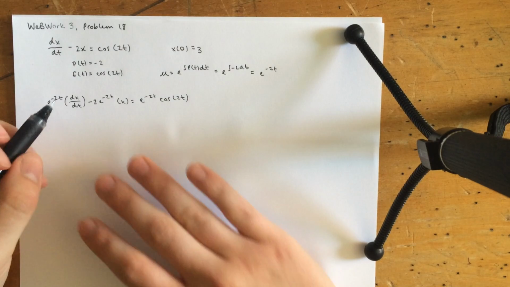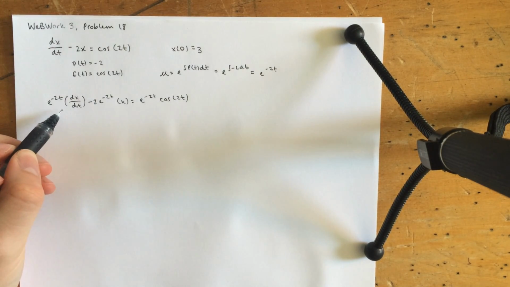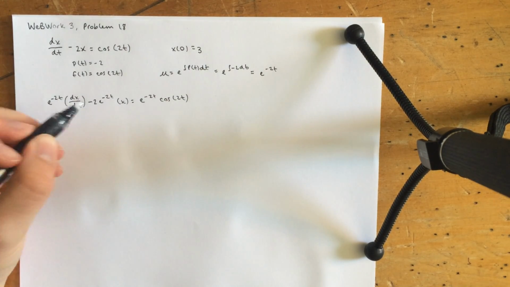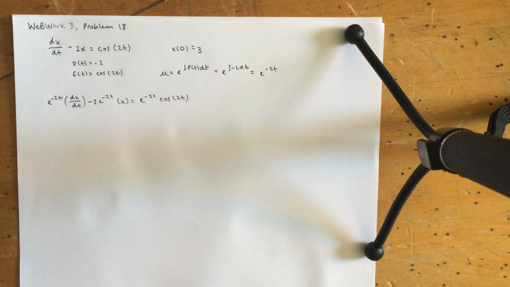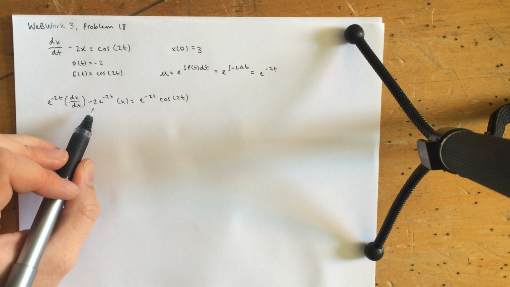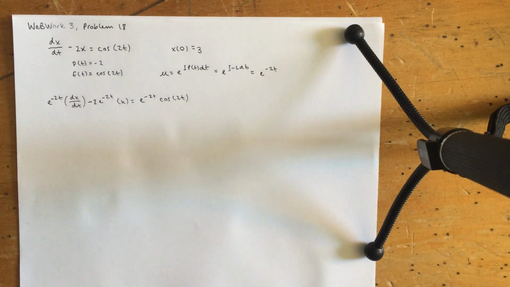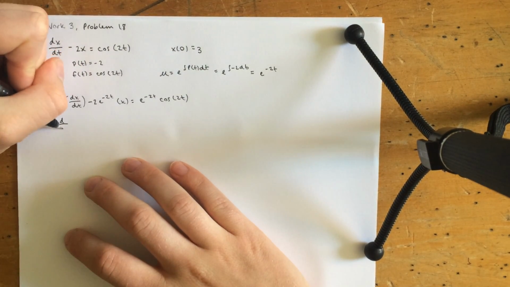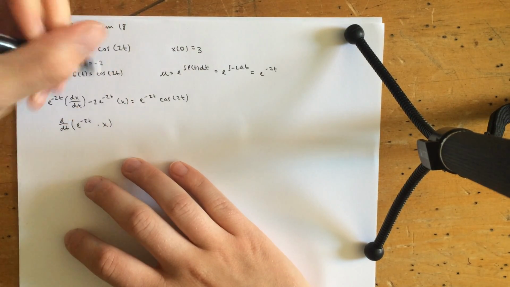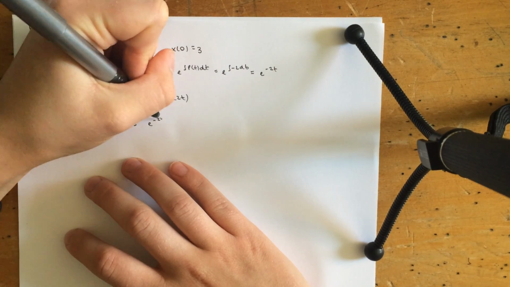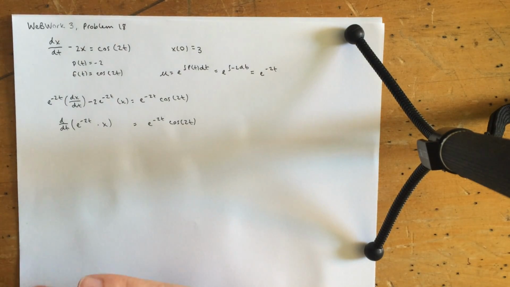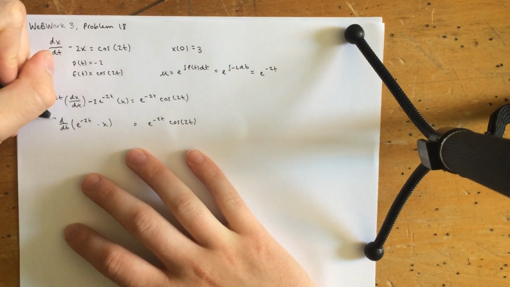Now we can see that this over here is the derivative of the product of e to the negative 2t times x. We can see this because the derivative of x is dx/dt, and the derivative of e to the negative 2t is negative 2e to the negative 2t. So we can write this as d/dt of e to the negative 2t times x equals e to the negative 2t cosine of 2t. And now we'll take the integral on both sides with respect to t.